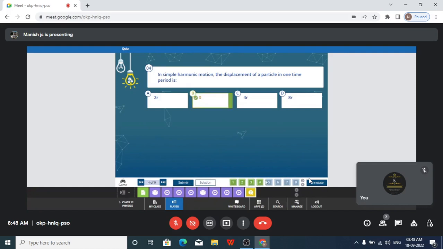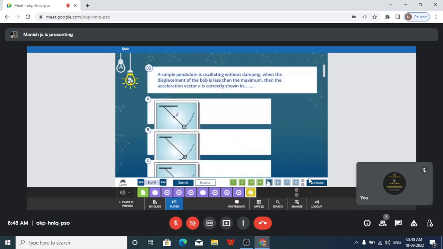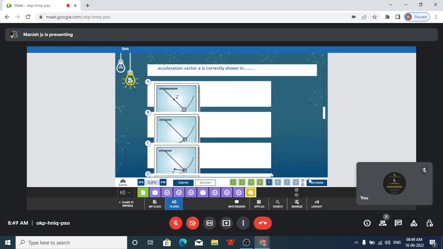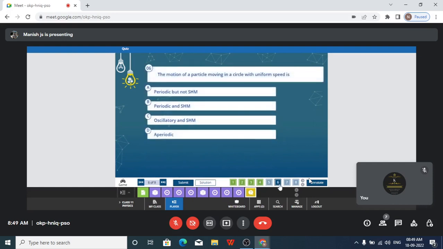Yes, it is zero. It comes back to its original position. Good. Next, a simple pendulum is oscillating without damping. Okay, we haven't seen damping yet. When we do damping, we'll come to this. Okay? You still have not seen damping.